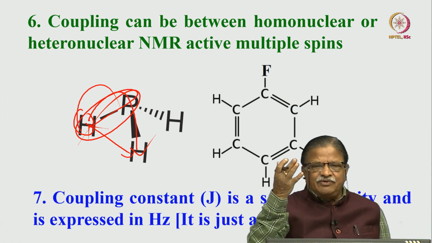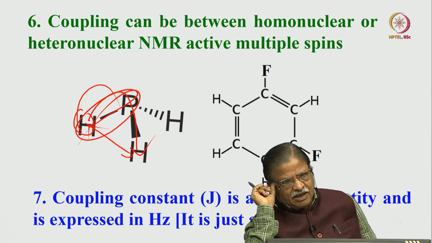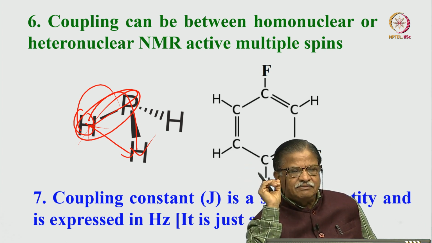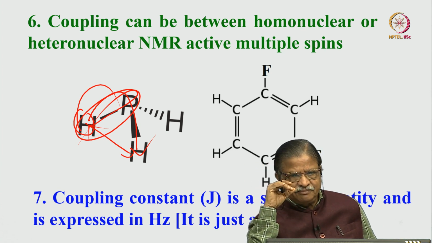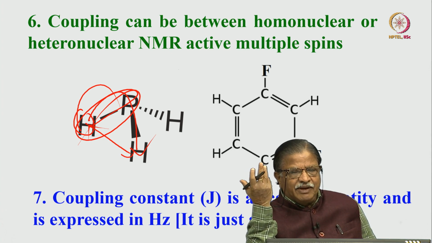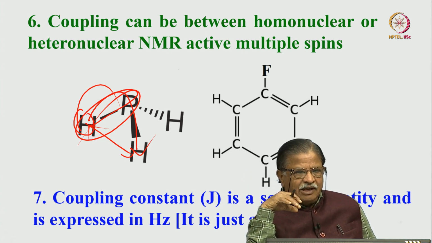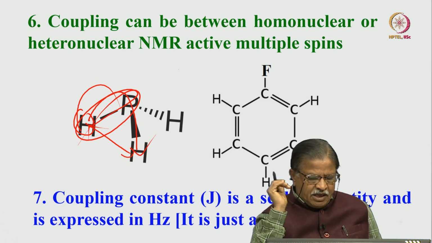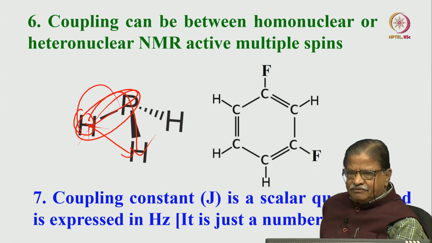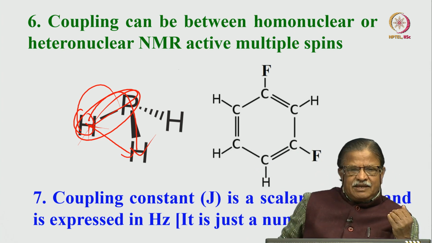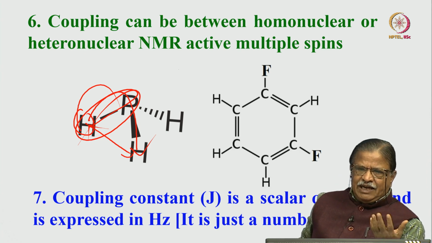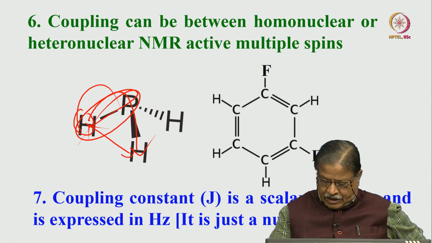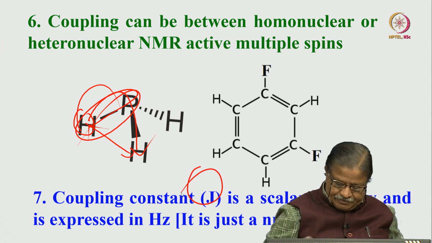So there are many possibilities in a given molecule. There could be n number of homonuclear couplings and n number of heteronuclear couplings. Any coupling can be between homonuclear spins and also heteronuclear spins. And the coupling constant is a scalar quantity. It is always expressed in hertz. It is just a number. If I say 10 hertz, it is just a number. So a coupling constant of 10 means 10 hertz, that is all. It is always expressed as Jij.